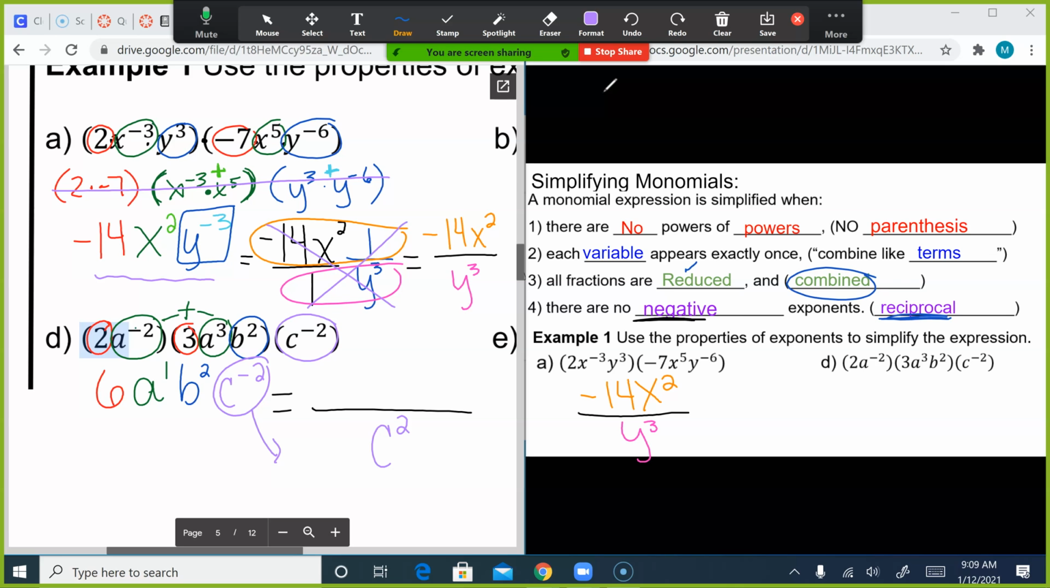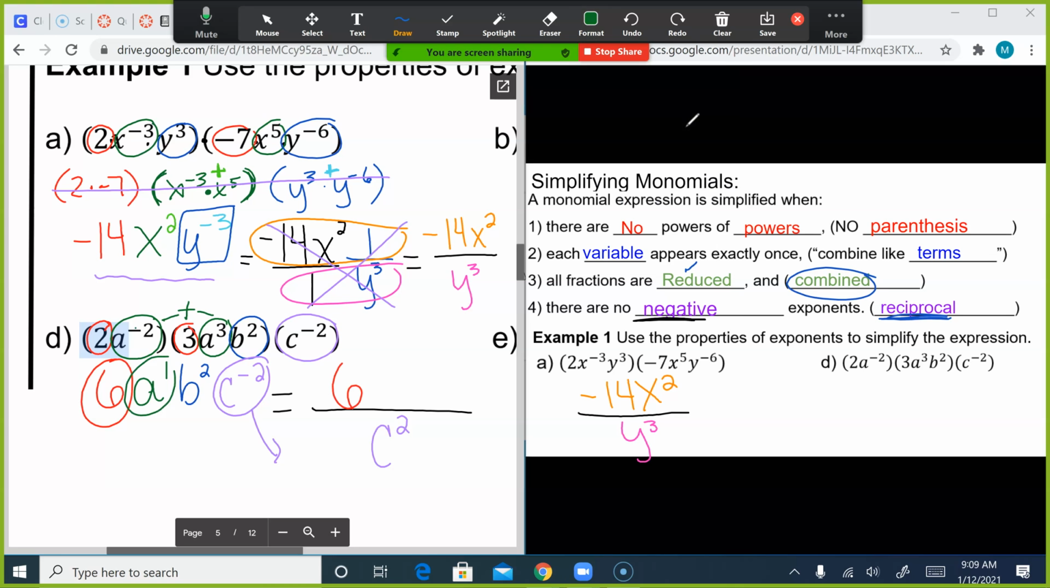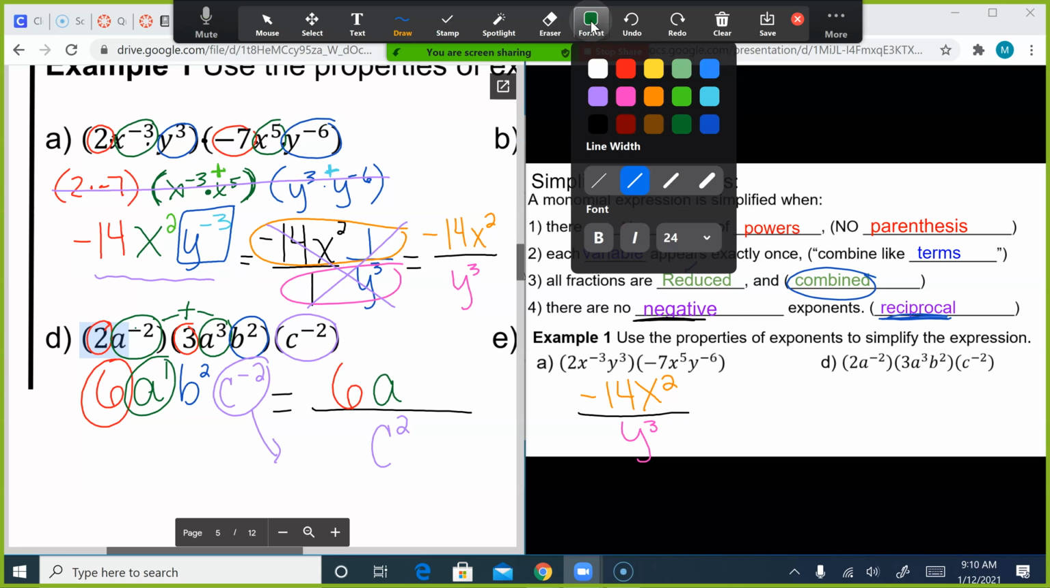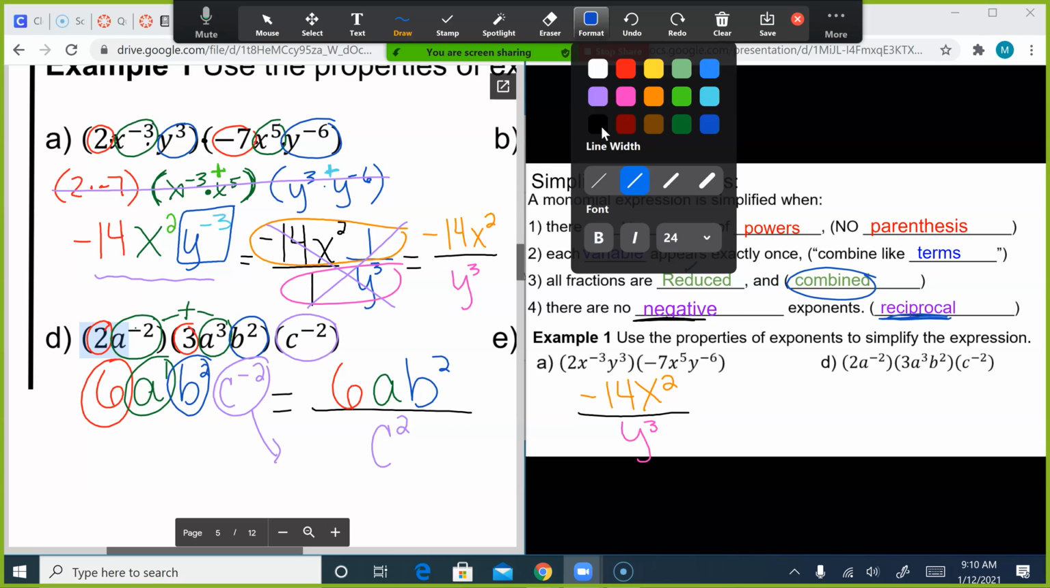But all of these other ones have positive exponents. So the 6 stays on the top. The A to the 1 is positive, so that stays on the top, which that's just A. You don't need the 1. And B has a positive exponent, so that one just stays here, B squared. So that would be your final answer for this one.